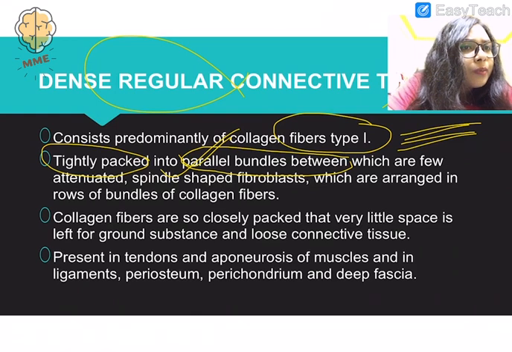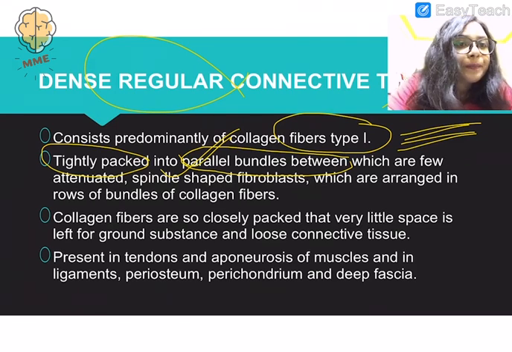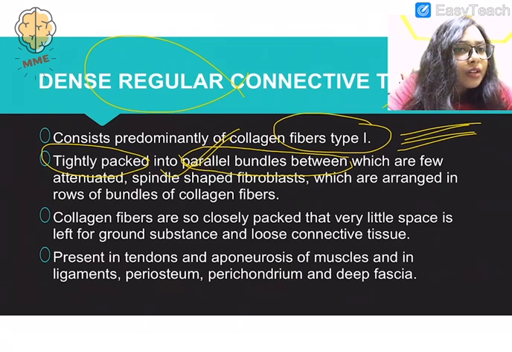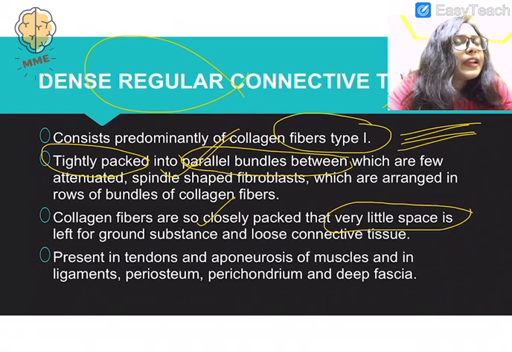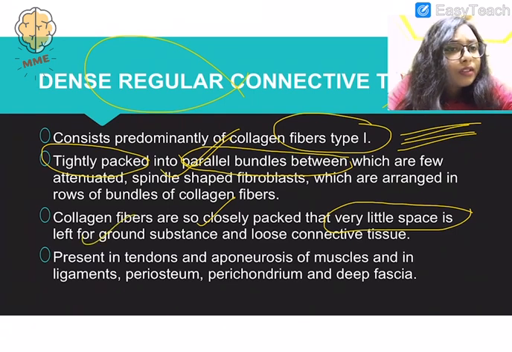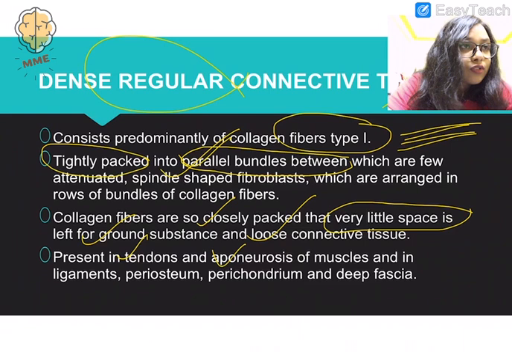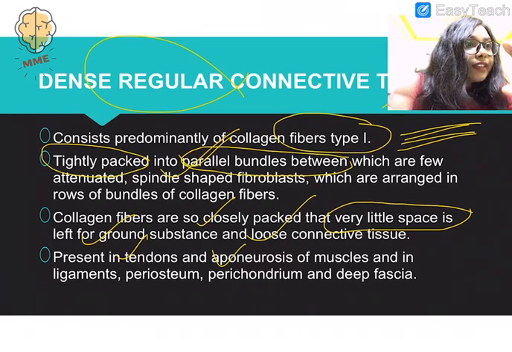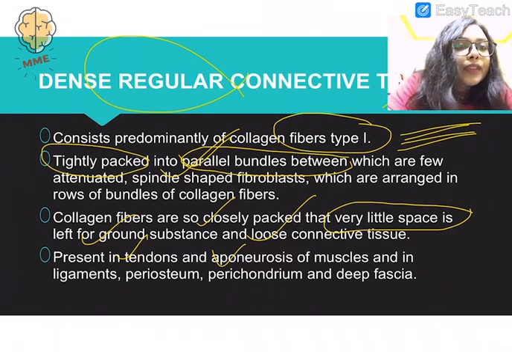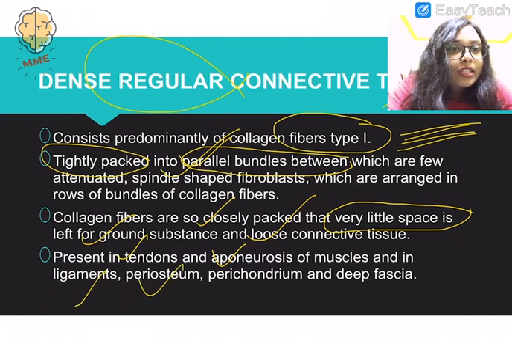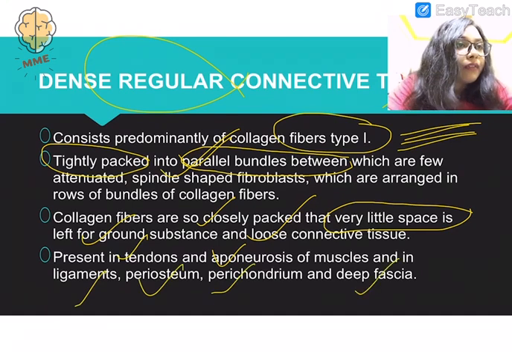The component is predominantly collagen fibers, type 1 fibers. Now collagen fibers are so closely packed that there is very little space for what? The ground substance, the loose connective tissue. The places where they are present: tendons, aponeurosis. Aponeurosis, where the muscles actually end in a fascia-like thing. And then the ligaments, periosteum, perichondrium and deep fascia.